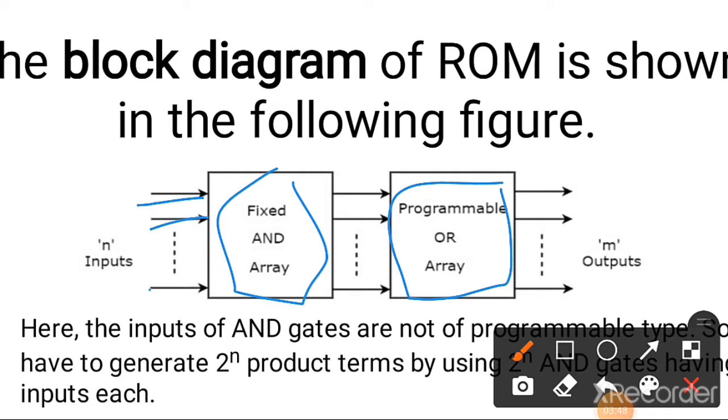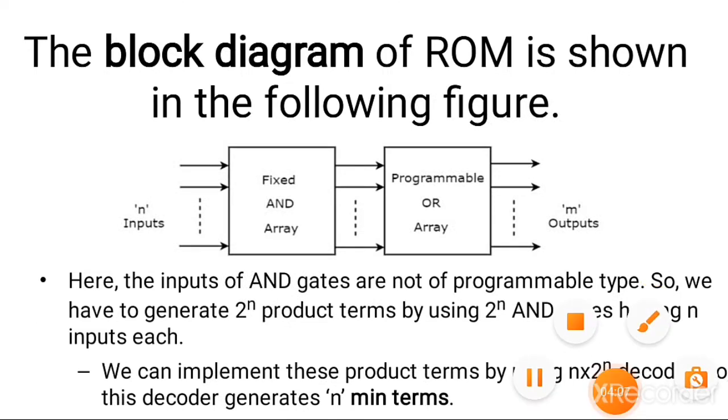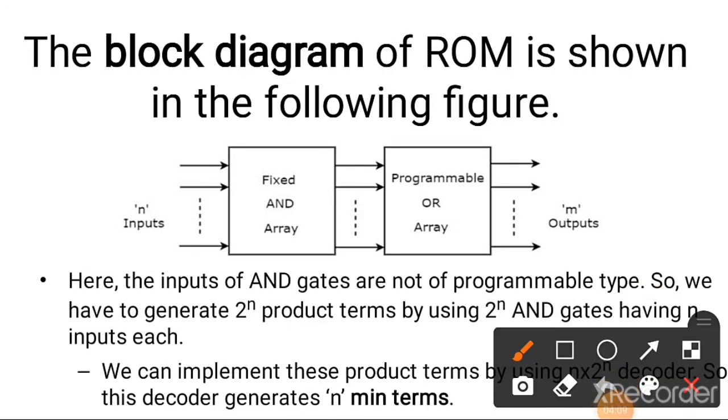Here we provide n inputs. The AND array produces product terms. The inputs of the AND gates are not programmable because it is a fixed AND array. Here it generates 2 raised to n product terms. When we give the input to the AND array, it produces the output, that is product terms. If there are n inputs, how many product terms are there? 2 raised to n product terms. It uses 2 raised to n AND gates.